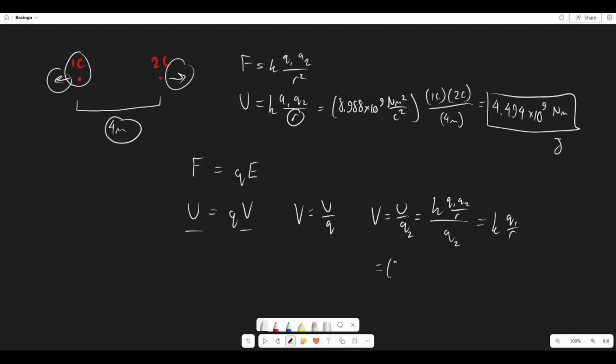Plugging in K as 8.988 into 10 to the 9 Newton meters square per coulomb square, Q1 as 1 coulomb, and R as 4 meters, we can obtain the voltage generated by the 1 coulomb charge at a distance of 4 meters to be equal to 2.247 into 10 to the 9 volts.